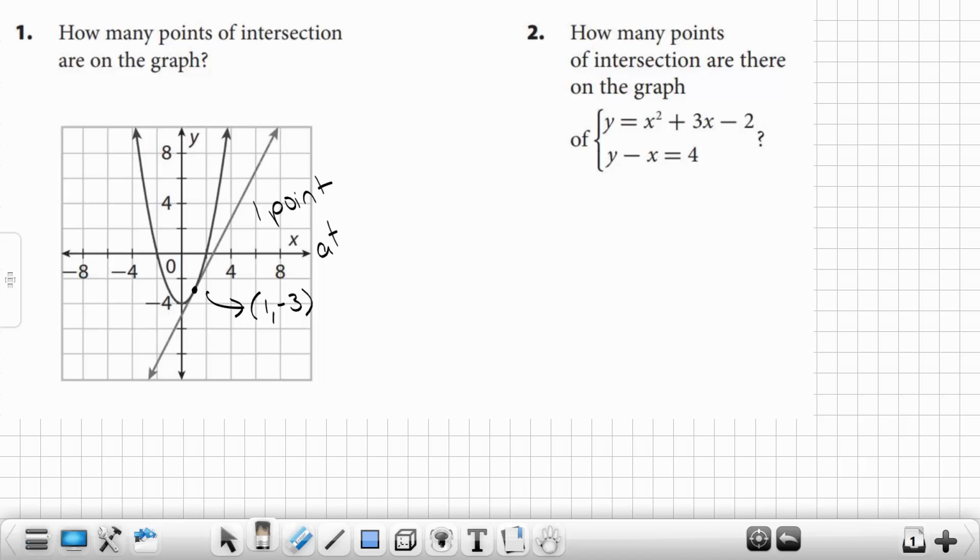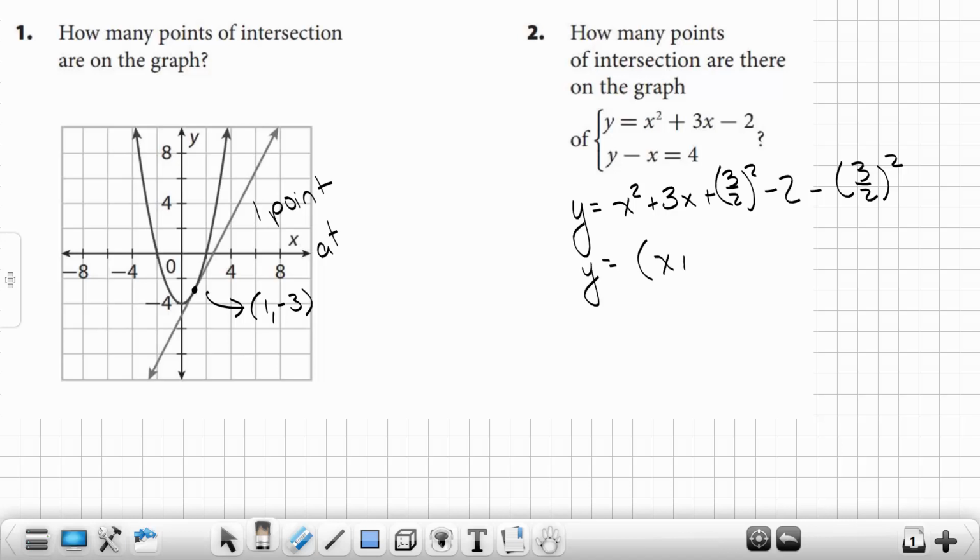Well, we need to complete the square. So we're going to have y equals x squared plus 3x. Half of 3 is 3 over 2. So 3 over 2 squared minus 2 minus 3 over 2 squared, because I need to balance it out. So I have y equals x plus 3 over 2 squared minus 2 minus 9/4.